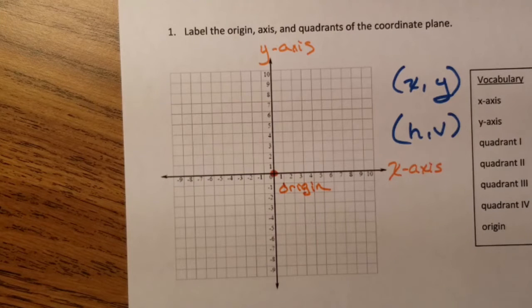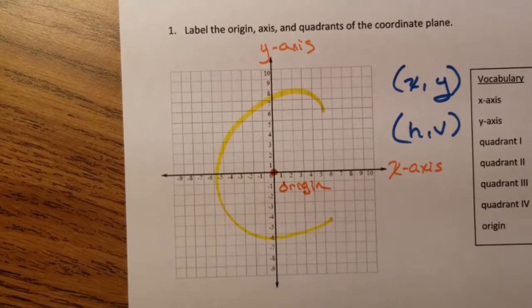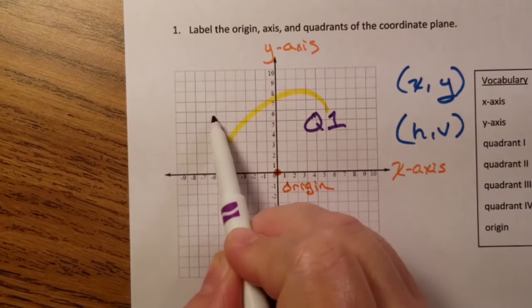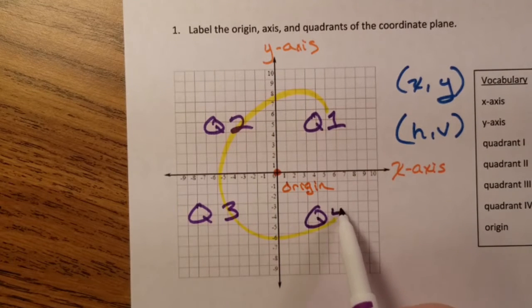Now in addition to that, we have the quadrants 1, 2, 3, 4. This is called a coordinate grid. So coordinate starts with a C, and that just told us where to label each of our things. So here, this is quadrant 1. Quadrant 2, quadrant 3, and quadrant 4.